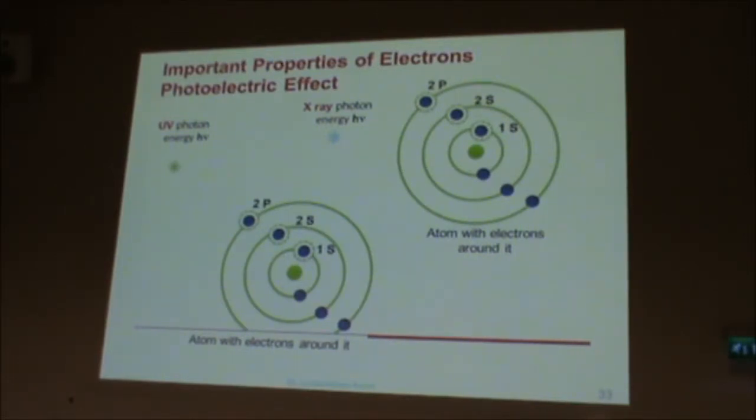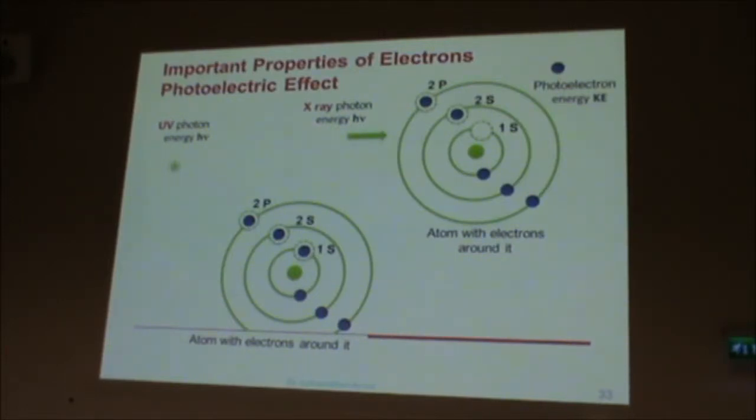Now, when you take an X-ray photon, if you remember the spectrum, the electromagnetic spectrum, you know that X-rays are much larger energy than UV rays. Okay, so now if you take an X-ray and then send it to an atom, what it does is it's actually so high energy that it can go and knock out the innermost electrons or the core electrons.